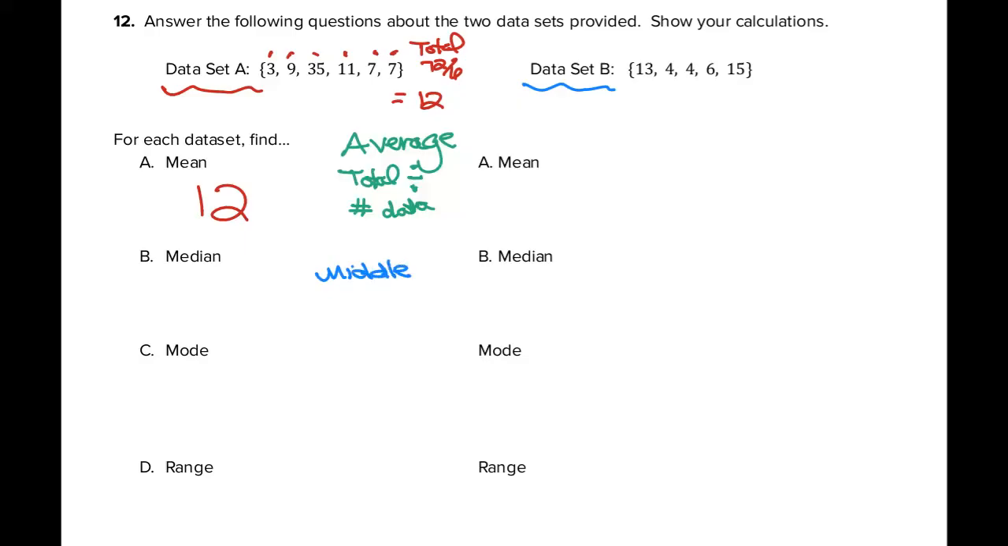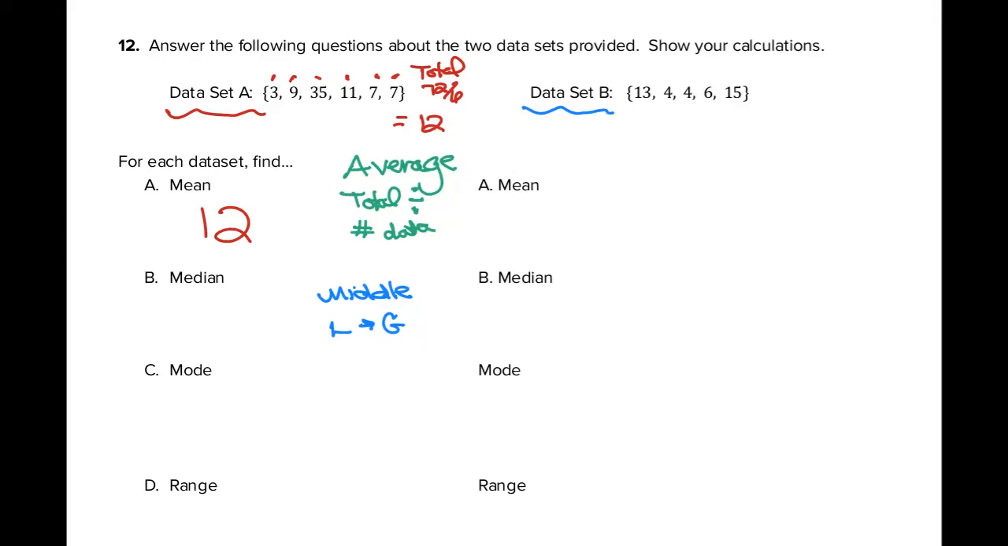But before you can find the middle, you need to put them in order from least to greatest. So rewrite them. Don't do it in your head. That makes it hard. There's nothing wrong with writing it down. 3, 7, 7, 9, 11, and 35. All right, so write those down.